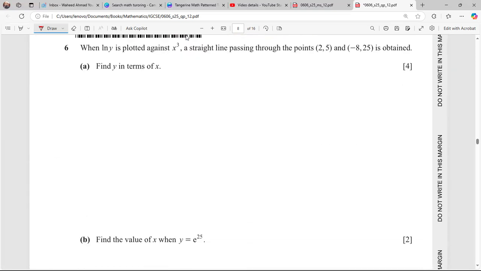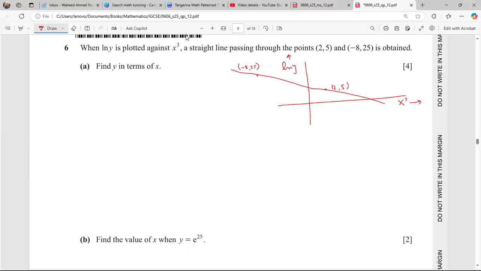Okay, so the next question. This is a little confusing. When log of y is plotted against x cube, a straight line passes through these 2 points. So what does it mean? It means that if I take x cube on the x-axis and log of y on the y-axis, then there are 2 points, 2 and 5, I'm not plotting it to scale, and minus 8 and 25. The line is a straight line passing through these 2 points.